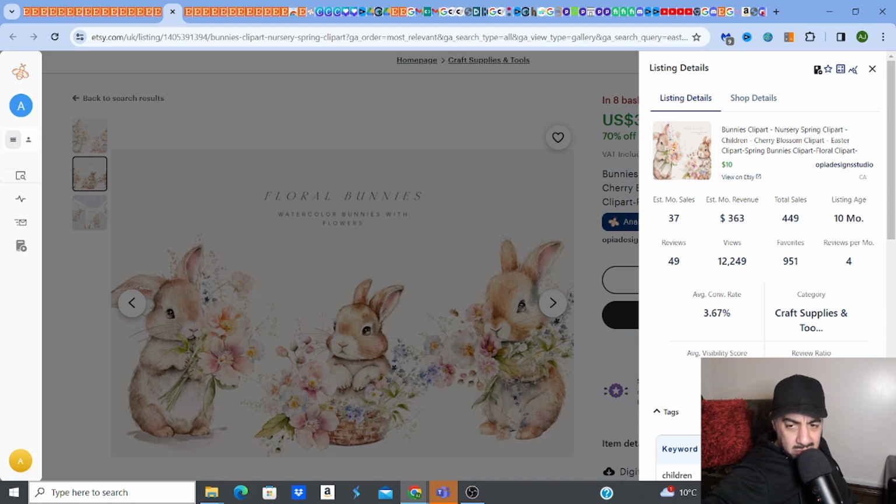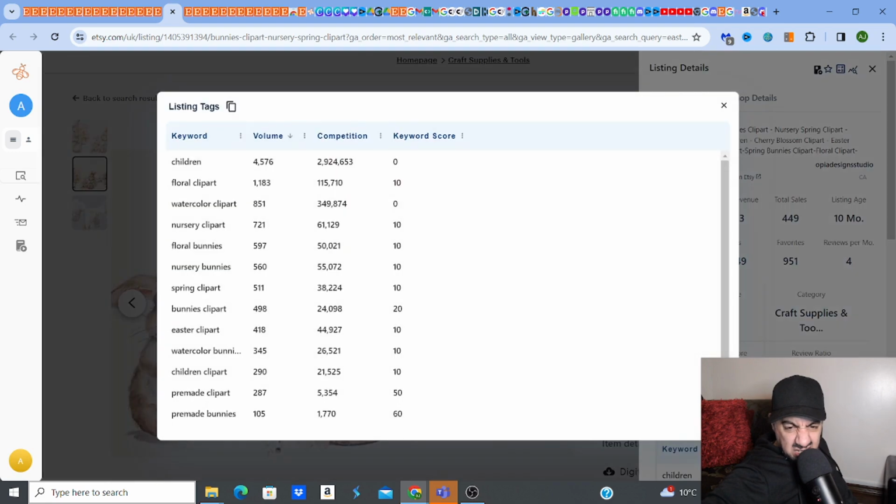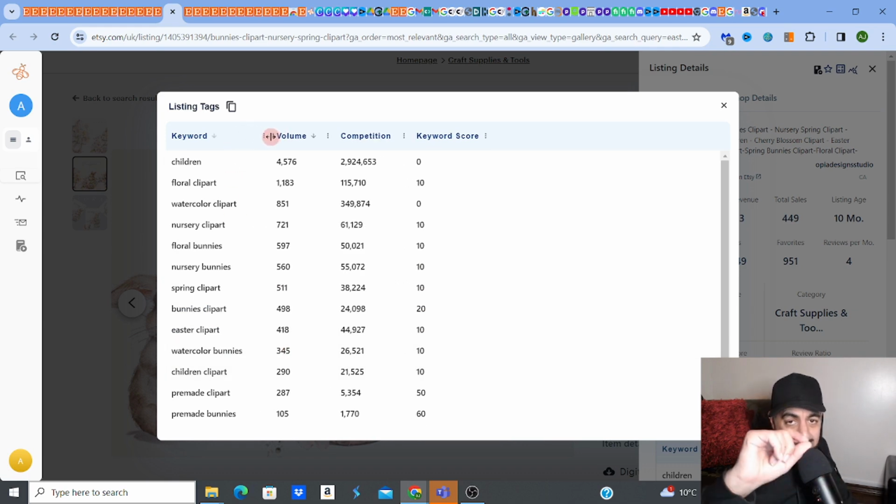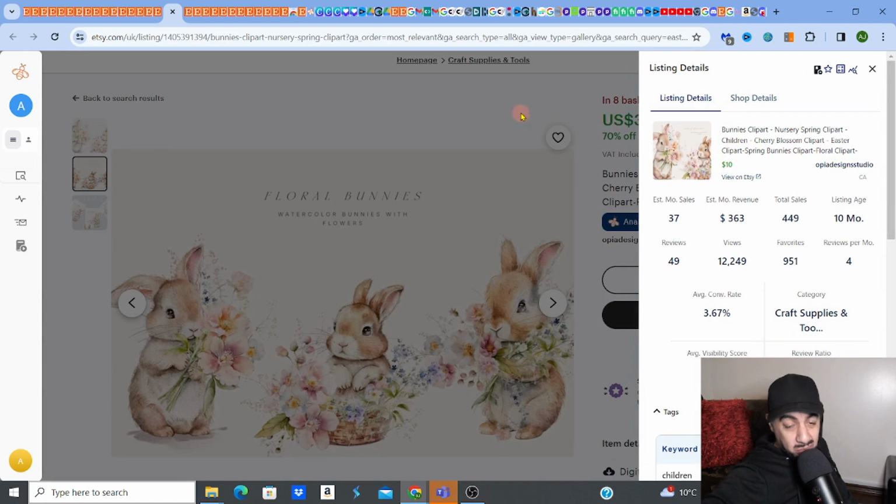Let me use EverBee to look at these listing tags and see what they've got. You've got floral bunnies. People do like it. It has a keyword score of 10, not that big. Bunnies clip art, 20. Easter clip art, 10. Watercolor bunnies. This listing design is hitting on a few different keywords, and that's where it's getting its visibility. Floral bunnies, spring clip art, bunnies clip art, Easter clip art, watercolor bunnies. There are a few interesting keywords there that explain why it's getting those sales.